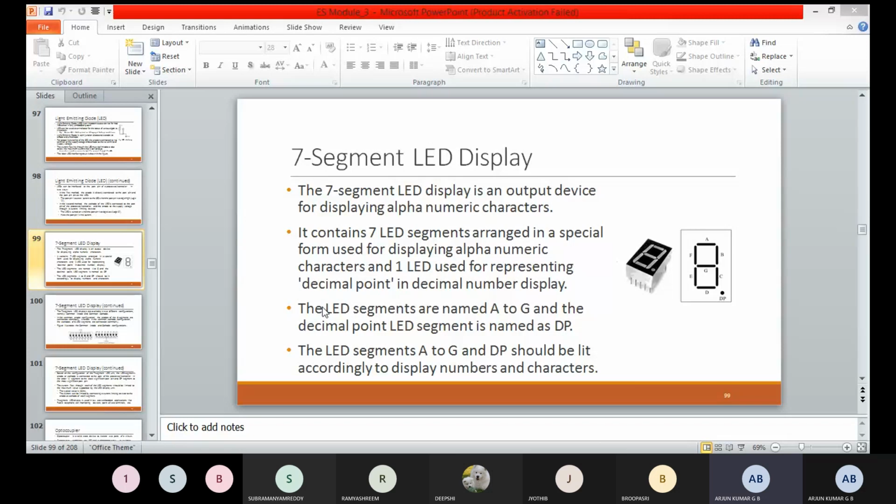And the LED segments A to G and DP should be lit according to the display number and character. According to your character, according to your number, it will be displayed.